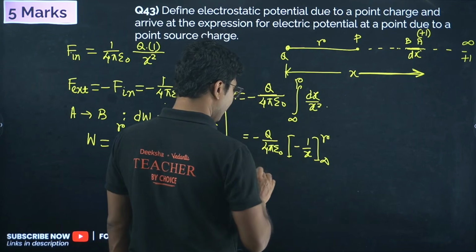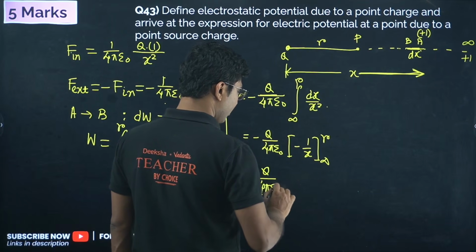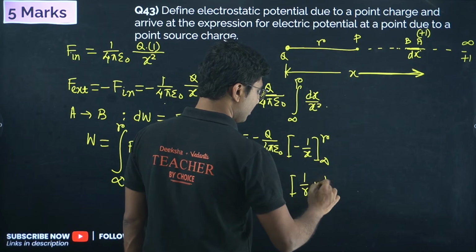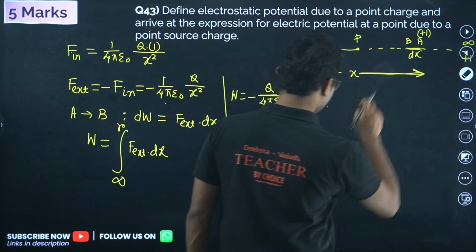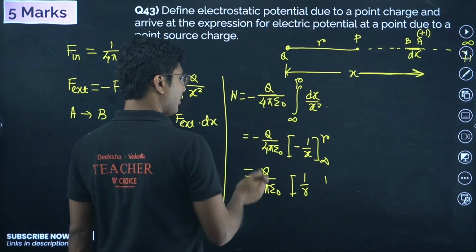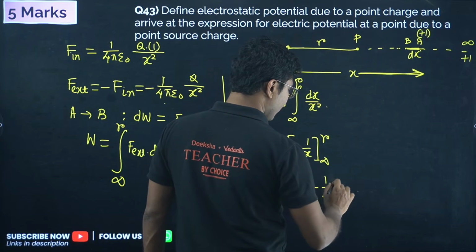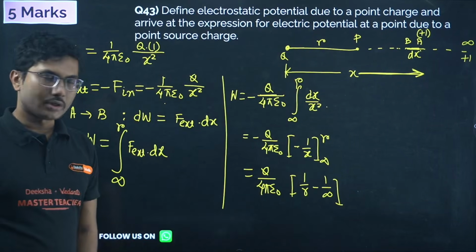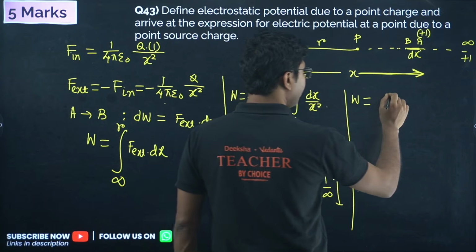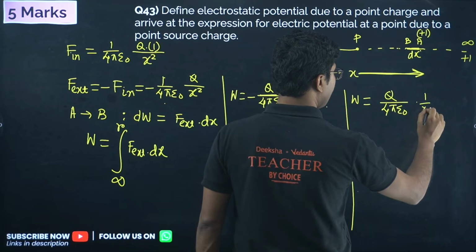Now this minus will come out and it will be common. So we get q upon 4 pi epsilon naught, and you get 1 upon r, there will be a minus sign. This minus coming out of the integration is why the outside minus is gone. You can have one more sign if you want, but anyway, this is upper limit minus lower limit. So obviously work done is given by q upon 4 pi epsilon naught into 1 by r. This is work done.